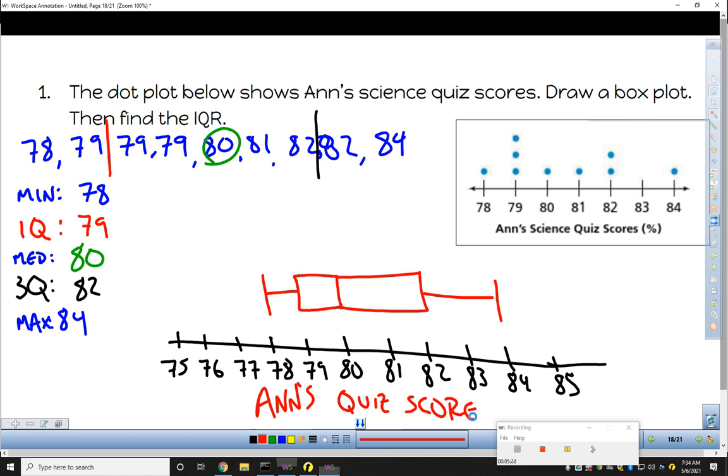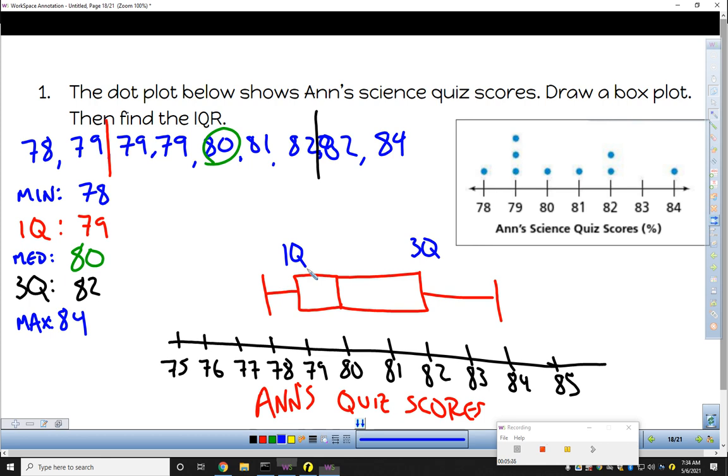Right? She consistently is a high C, low B student, right? All 9 of these quiz scores fall really pretty close together. Now, calculating the interquartile range is going to be the third quartile minus the first quartile.